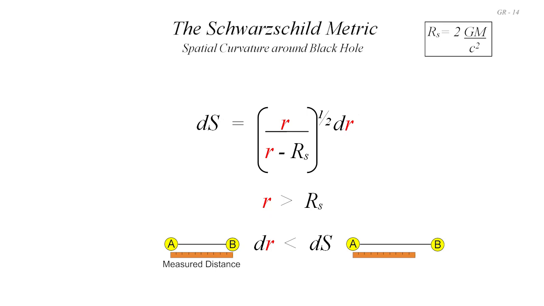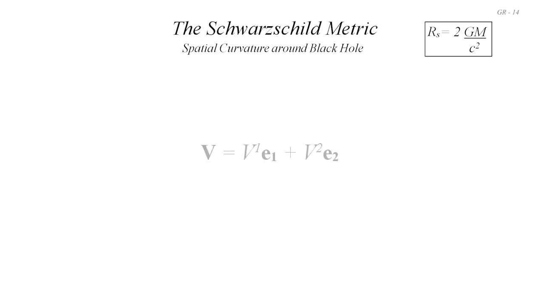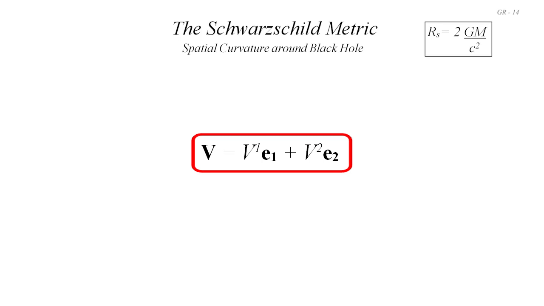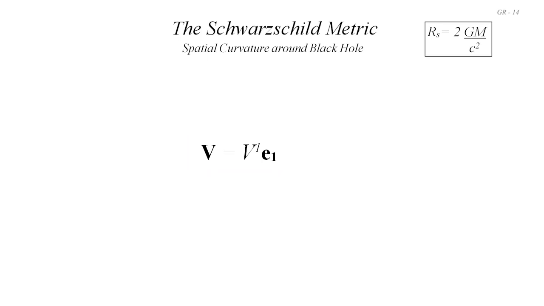Someone using those proper coordinates in this region, the curved or stretched coordinates which the Schwarzschild metric embodies, would measure that proper distance, ds. If you recall from earlier videos on Riemannian geometry, we had this kind of equation for a vector v in two-dimensional space. V equals v1 e1 plus v2 e2. And if we take just one spatial dimension like we have here for the r direction, we could simply write v equals v1 e1.